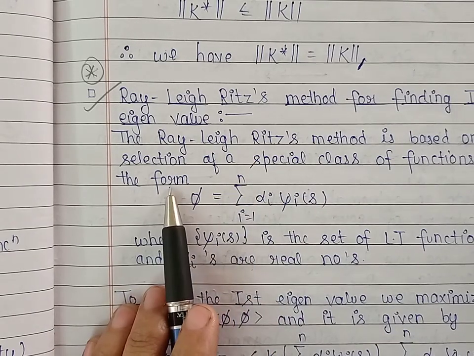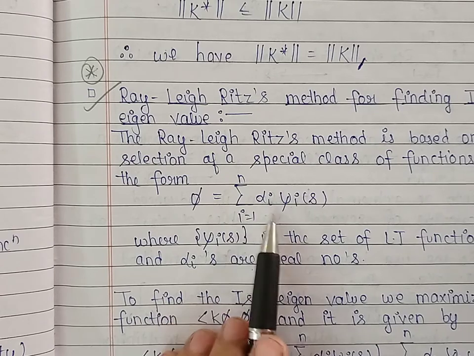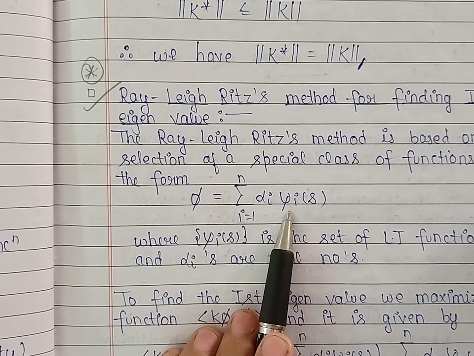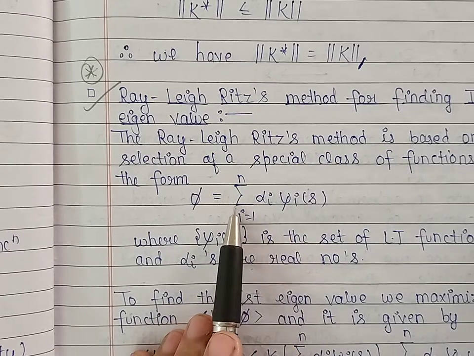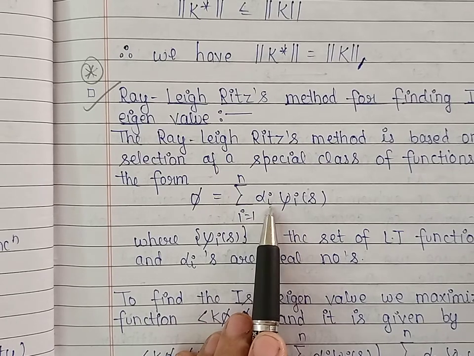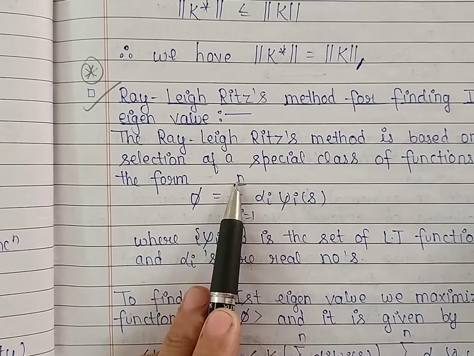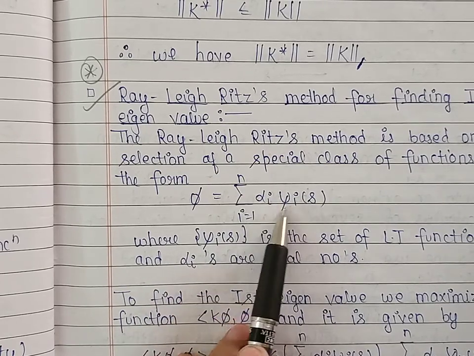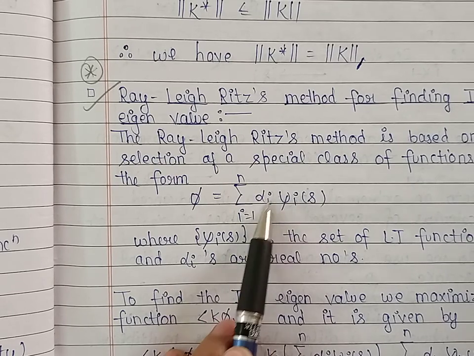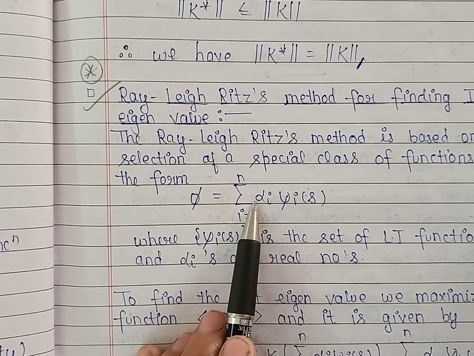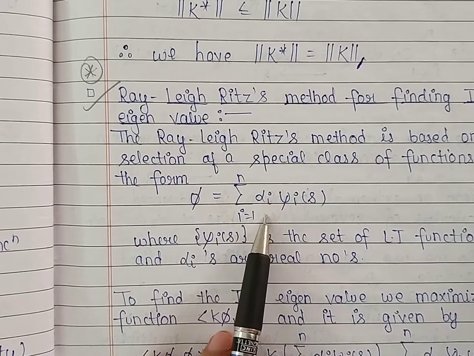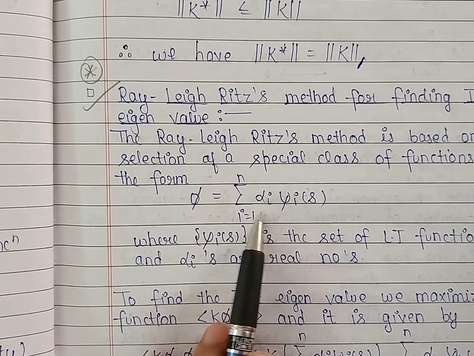These trial functions are of the form of linear combinations given by summation alpha i psi i, where i varies from 1 to n. These psi i are linearly independent functions, and these alpha i's are scalars, real numbers. So we select the functions phi of this type to apply this method.